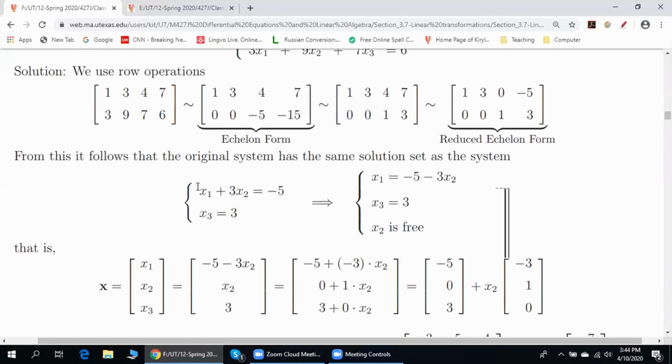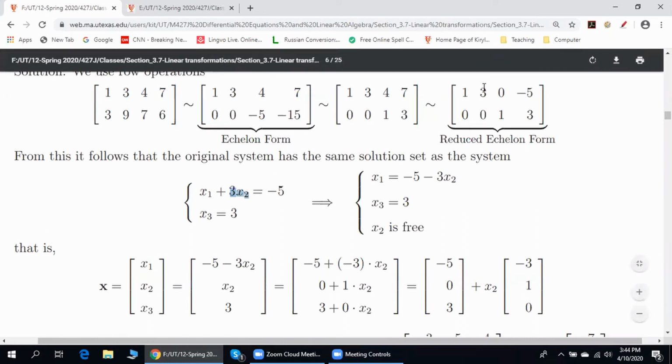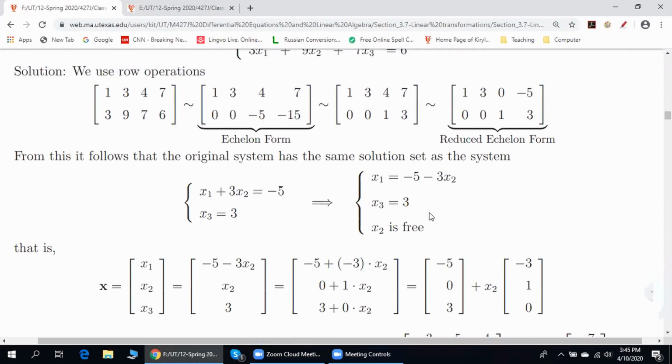After that, we switch to the corresponding system and move the free variable. We know that in our case, column number 1 and column number 3 are pivot columns. Therefore, column number 2 is the only non-pivot column. Therefore, x2 is the only free variable. We move the free variable to the right, and here is a complete description of all solutions.